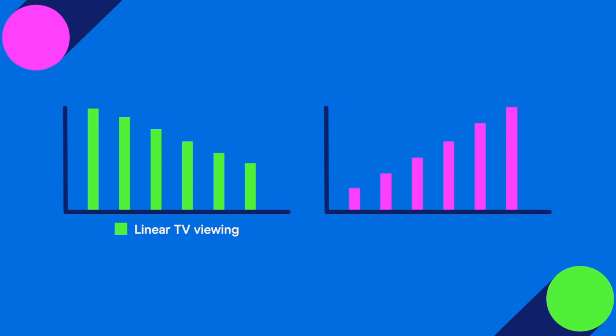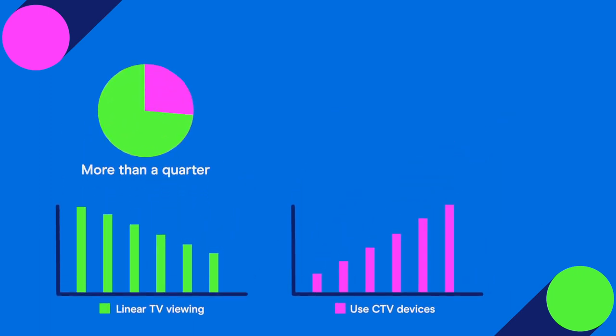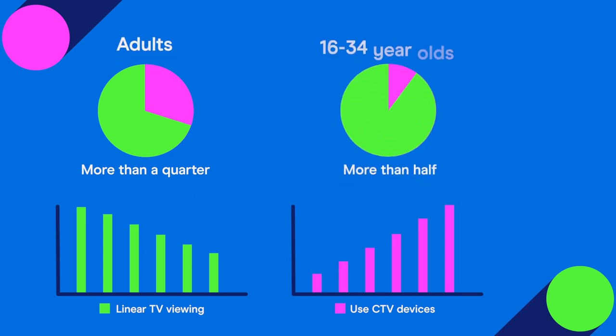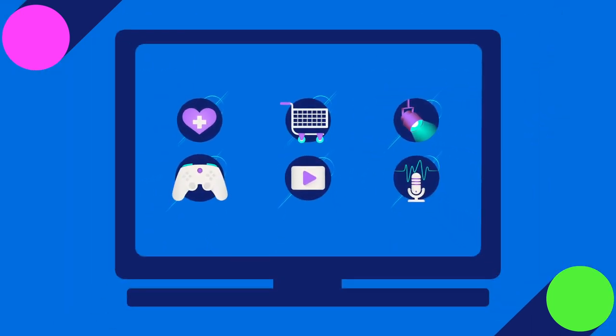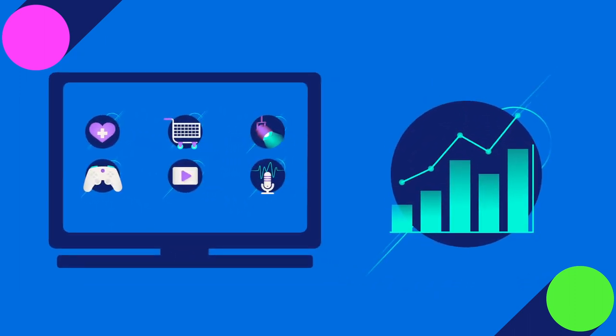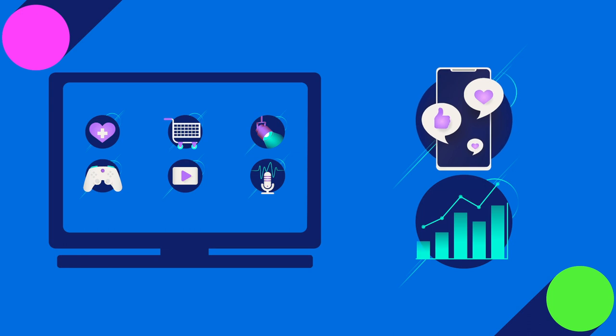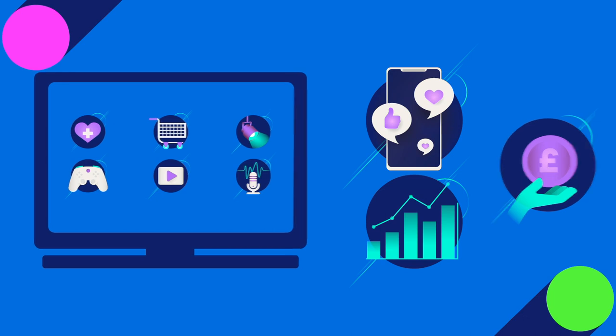While linear TV viewing is on the way down, connected TV viewing is firmly on the up, currently accounting for more than a quarter of viewing on a TV device among UK adults, and more than half among 16 to 34-year-olds. It's great for brands because it brings together some of the best elements of TV and digital advertising, offering incremental reach over linear TV combined with the ability to target niche audiences that many advertisers would find too expensive to reach via broadcast TV.